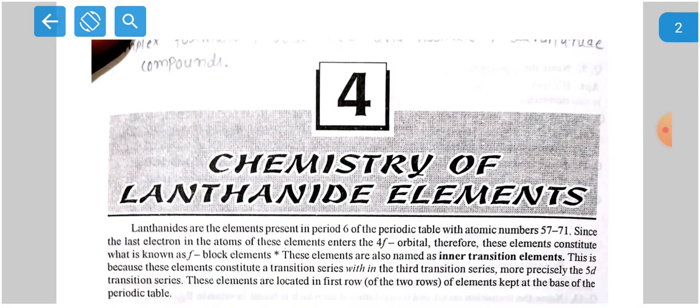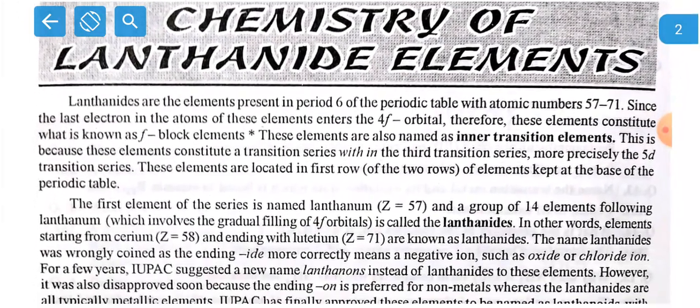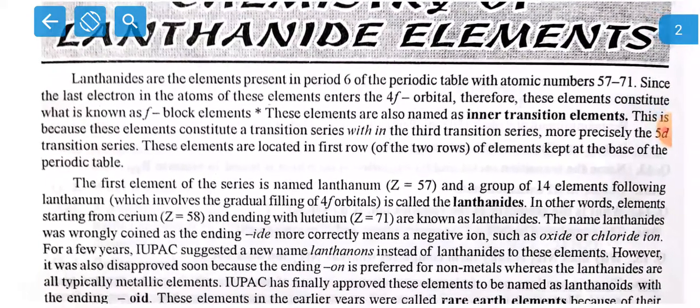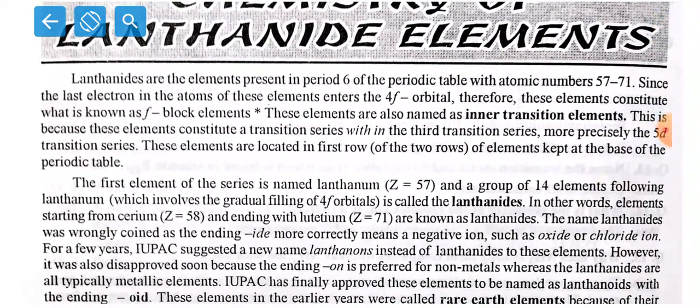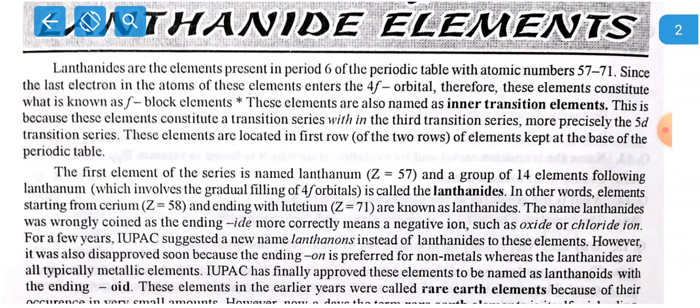Chemistry of lanthanoid elements. Lanthanoids are the elements present in period 6 of the periodic table with atomic number 57 to 71. Since the last electron in the atom of these elements enters the 4f orbital, these elements constitute what is known as f-block elements. These elements are also named inner transition elements. This is because these elements constitute a transition series within the third transition series, more precisely, the 5d transition series.